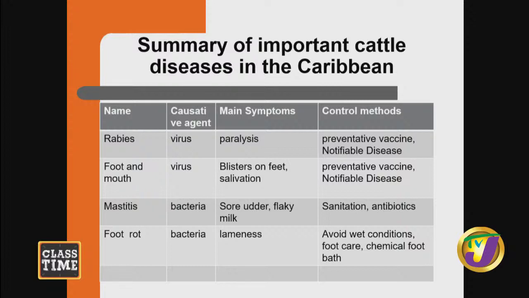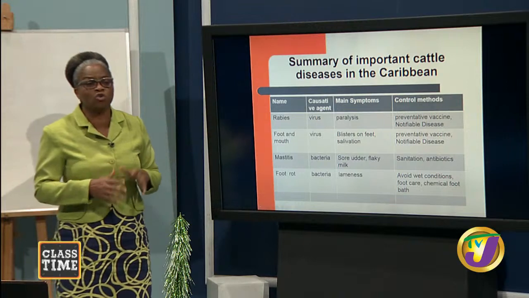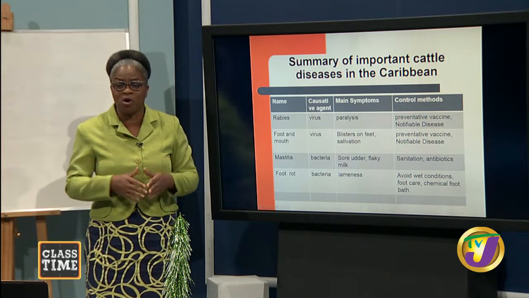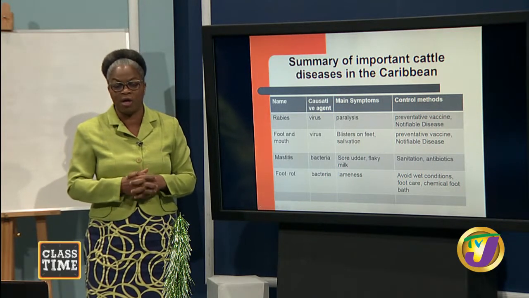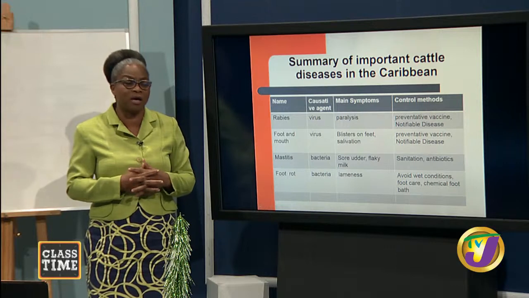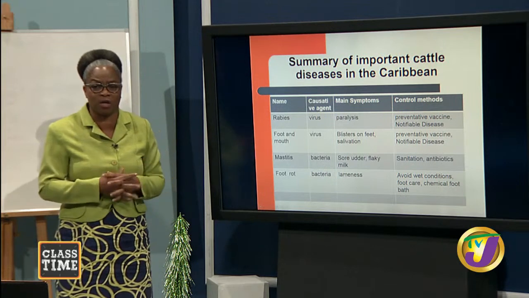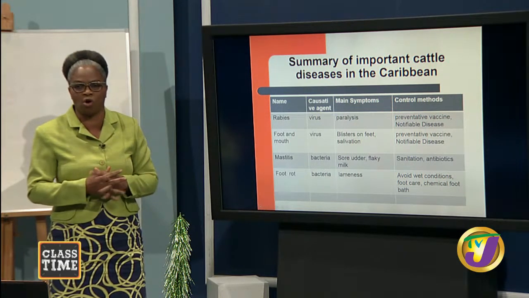Foot rot, caused by a bacteria, its main symptoms, lameness, and in terms of control methods, we want to avoid wet conditions. We want to have good foot care out there, and you can give the animals a chemical foot bath. It's very, very important, as I said before, to observe the animals, yes? Sometimes you have to take those that have their hooves and you have to trim them. You want to make sure that your animals are doing well. That is why, too, we tend to put our goats and so on on a slatted floor. You want to ensure that they are not staying in wet conditions for long because you don't want them to come down with foot rot.